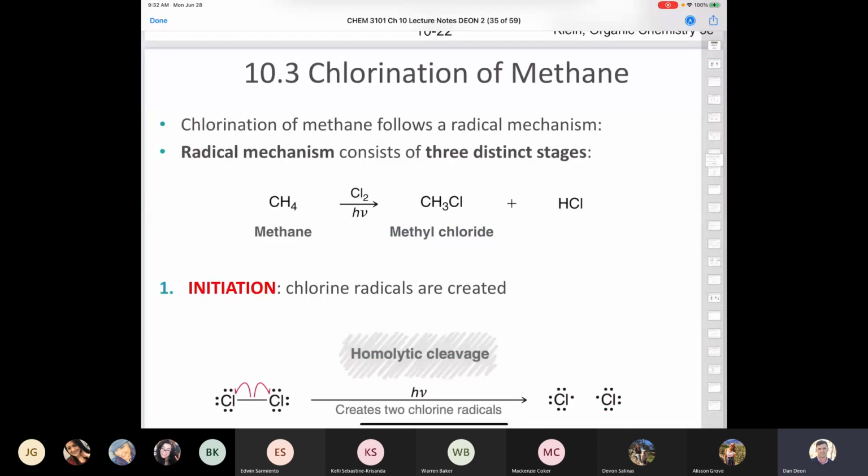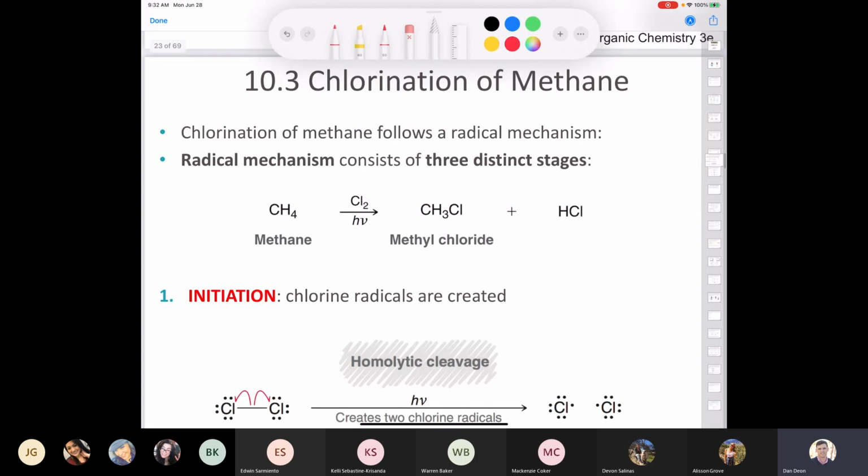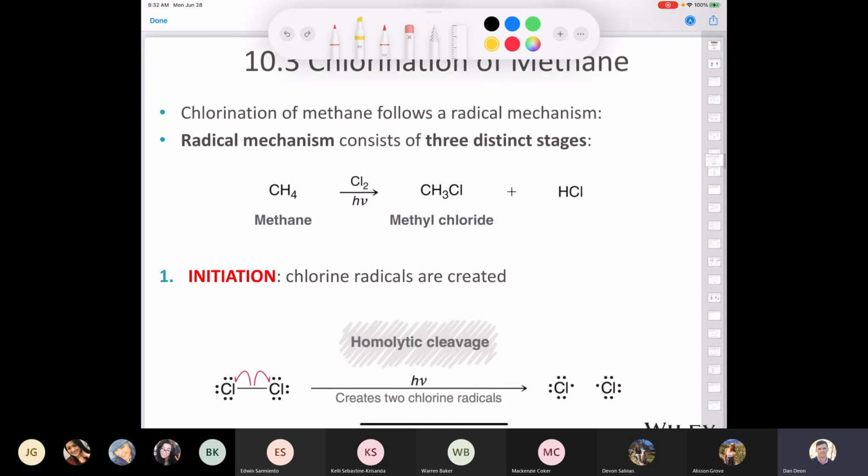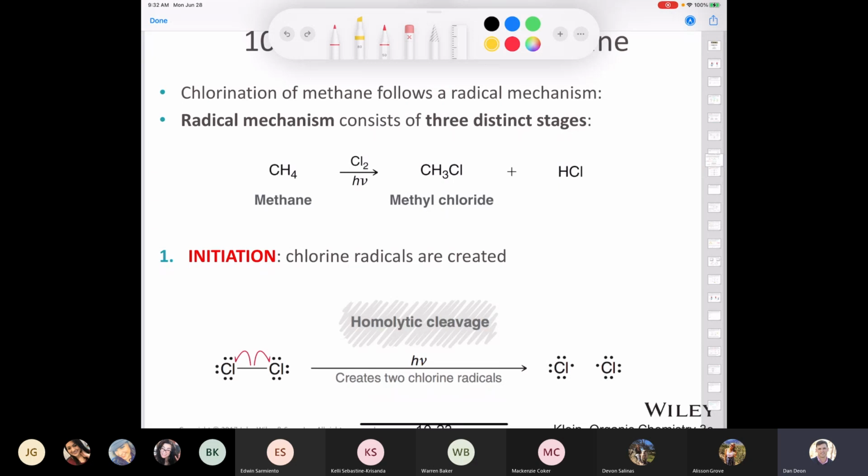Right, well, let's get moving along here with section 10.3, which deals with the chlorination of methane, the simplest possible organic molecule. If we take methane and subject it to chlorine and ultraviolet light, we end up producing methyl chloride, and we make some HCl in the process. So you can see that this is a substitution reaction, right? We're starting with the methane, and everybody here can draw the Lewis structure of methane, right? And what you're doing is substituting the hydrogen for a chlorine. That's all that's happening here.